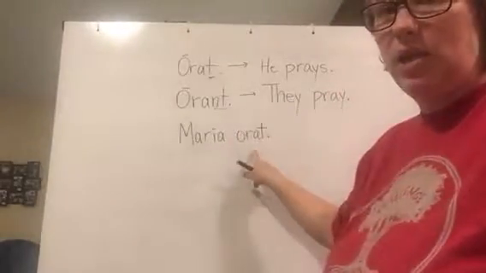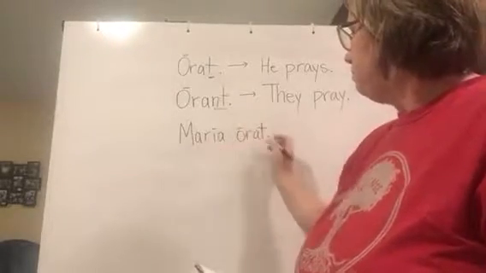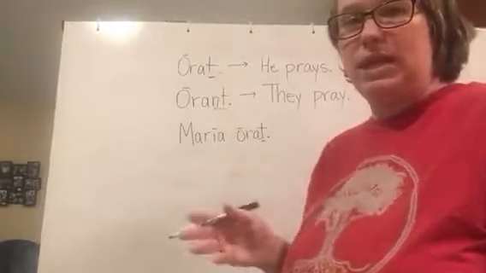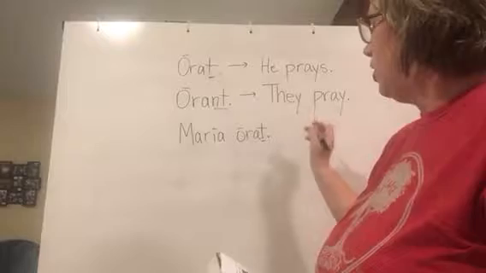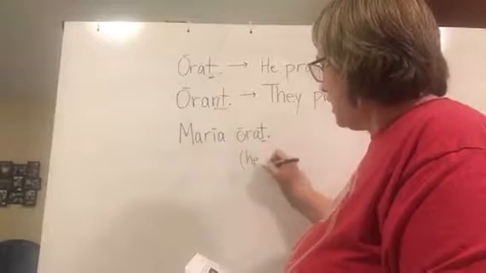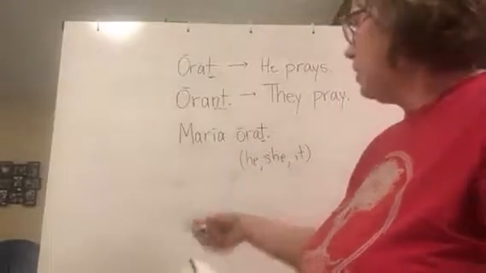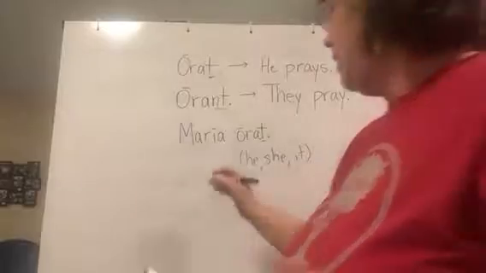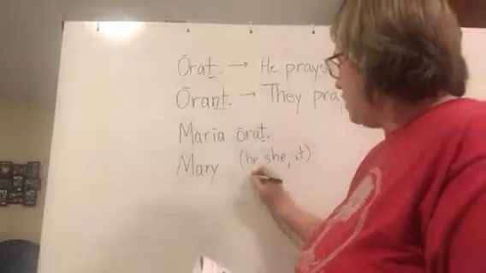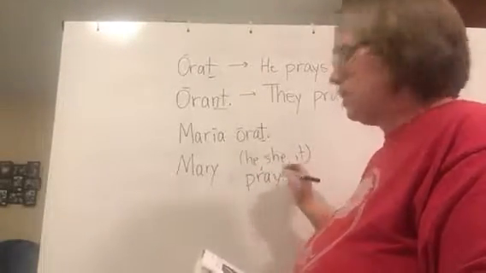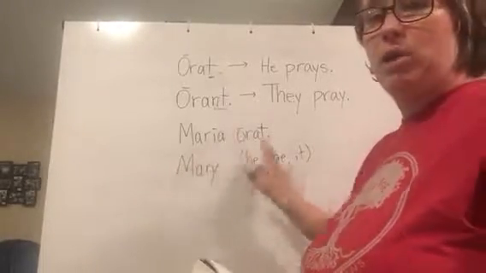Now take just a second and look here at Maria orat, okay? This has the T ending, so we know this is singular, okay? So if this is singular, then it's either he, she, or it prays, okay? And then we know that Maria is Mary, okay? Well, if we're going to say Mary and prays, we're not going to say Mary, she prays. We're just going to say Mary prays.